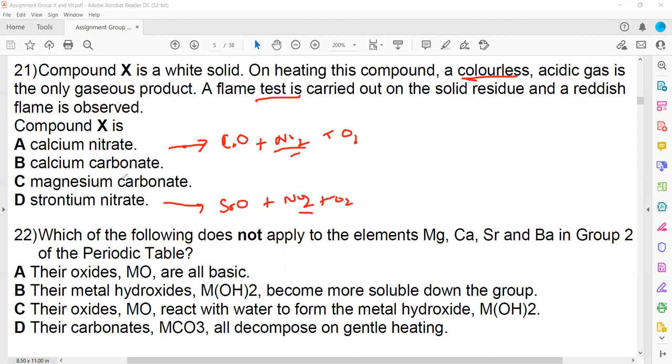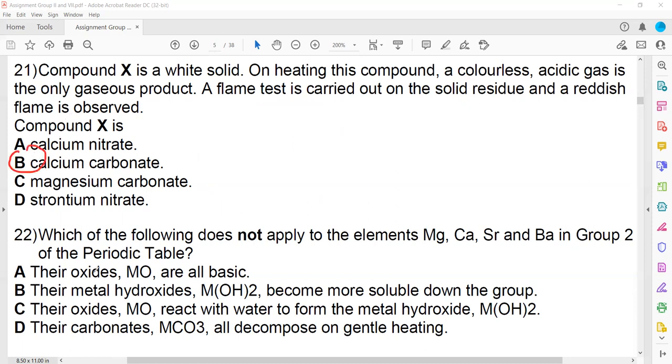So we are left with calcium and magnesium. But magnesium does not produce a flame color. So calcium is there, which is brick red. And when we decompose it, it produces calcium oxide and carbon dioxide, which is an acidic gas. And carbon dioxide is colorless as well. So B is the right answer, that the compound is calcium carbonate.